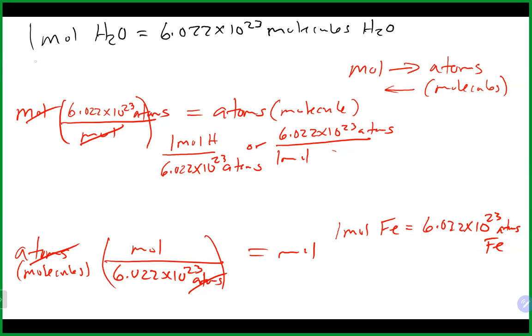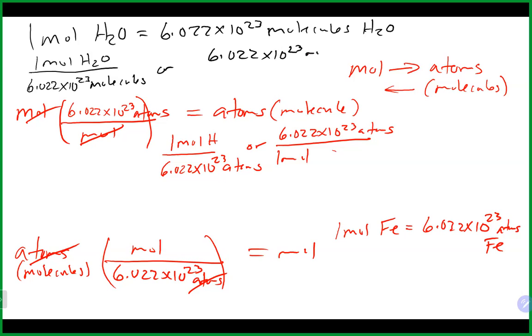We could use 1 mole of water over 6.022 times 10 to the 23 molecules, or 6.022 times 10 to the 23 molecules of water is 1 mole of water.